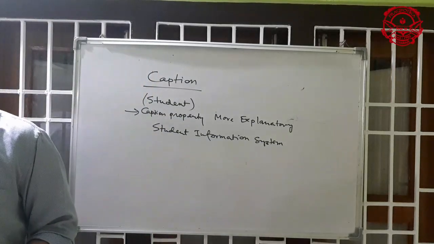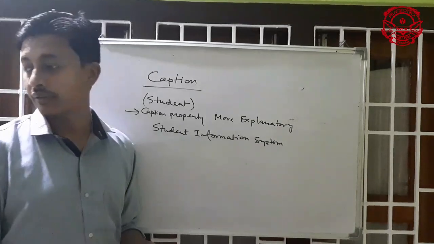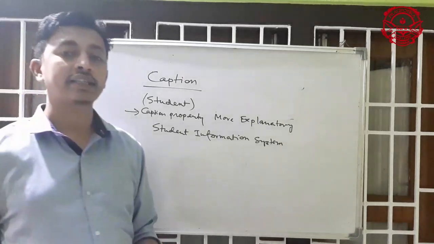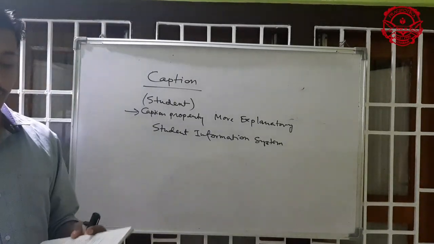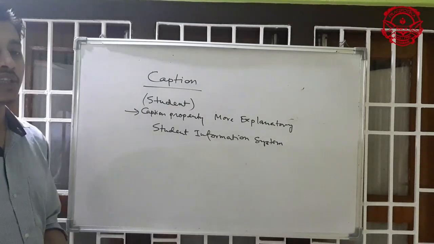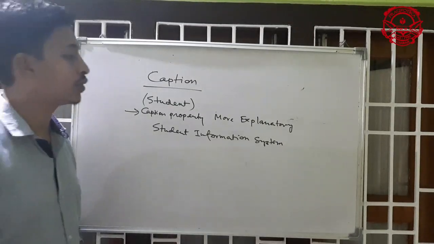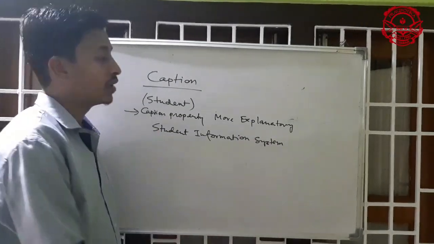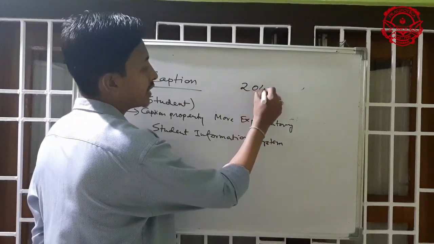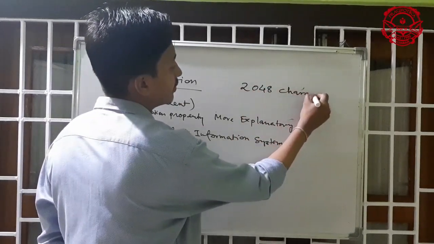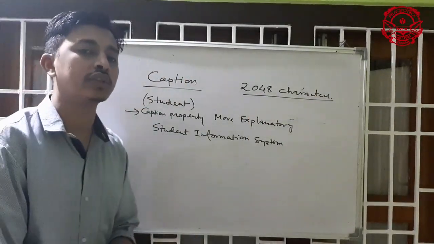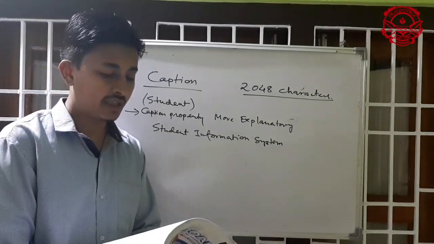You can see here in the book, this is an alternative name for a field to make the field name more explanatory. It can contain up to 2048 characters. It means you can add the explanatory descriptions up to 2048 characters in this caption field property. Okay, it is so important.